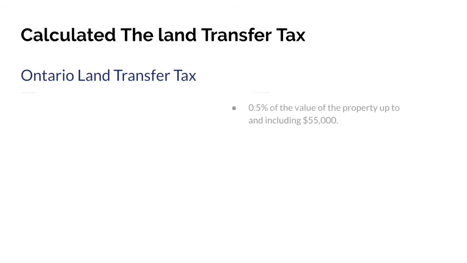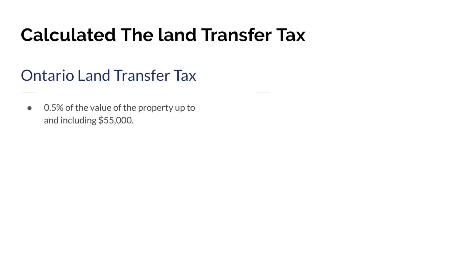How is the land transfer tax calculated in Ontario and Toronto? Well, my best suggestion is to go online and find some free land transfer tax calculator, but I will quickly go over the approach they take to calculate it. Ontario land transfer tax. So technically you pay 0.5% of the value of the property up to and including $55,000.